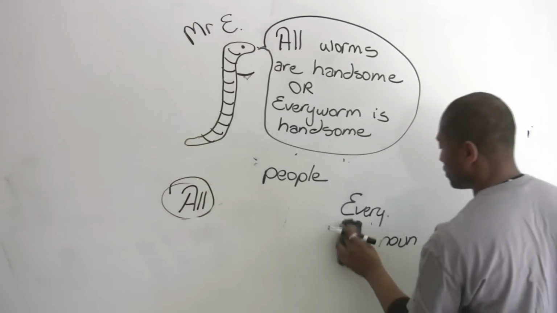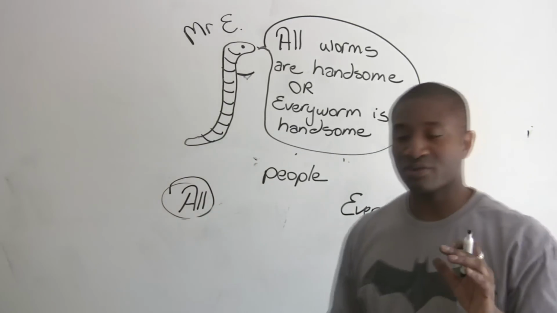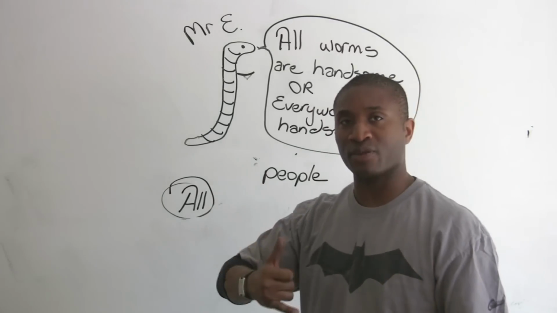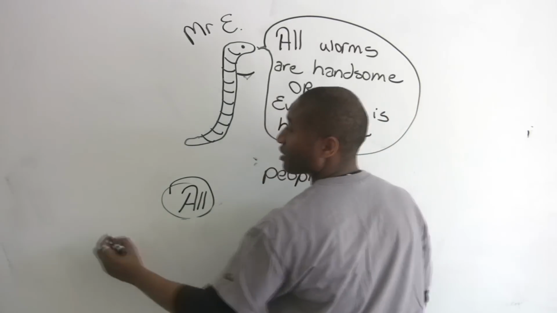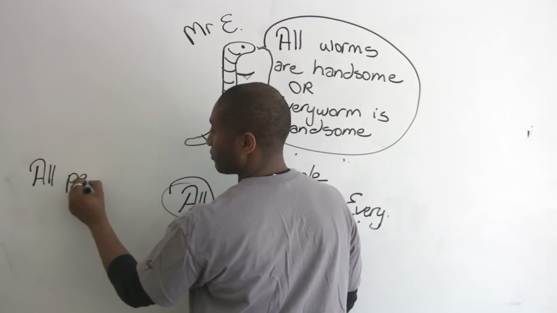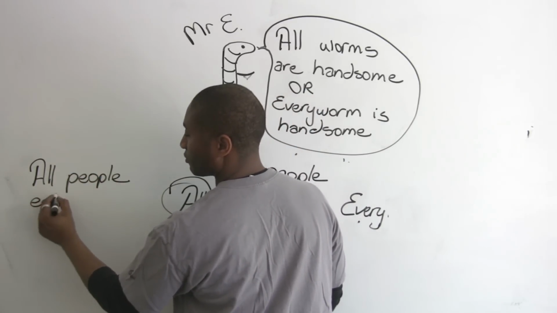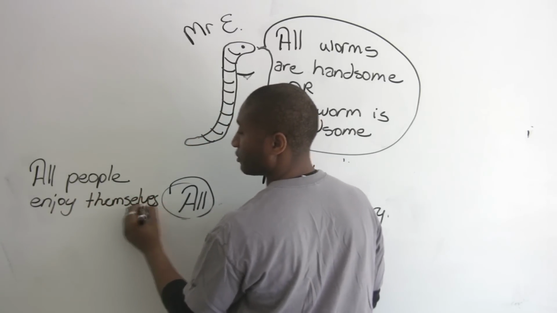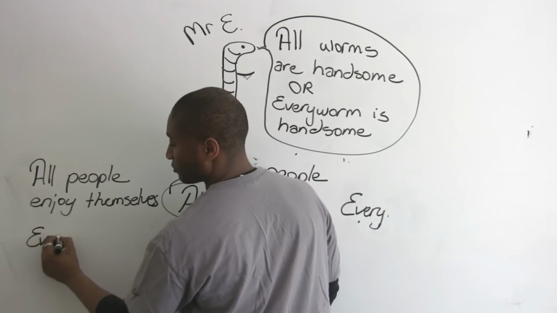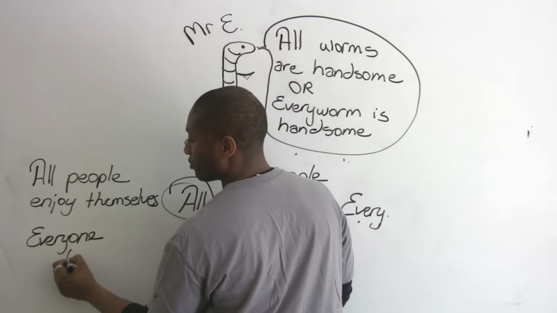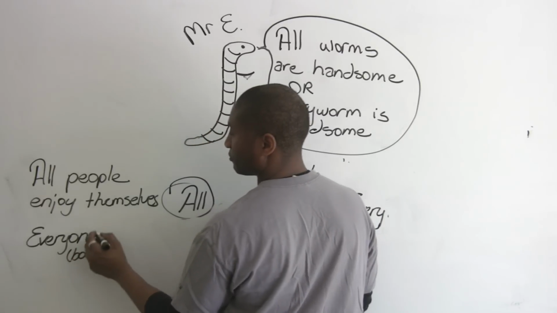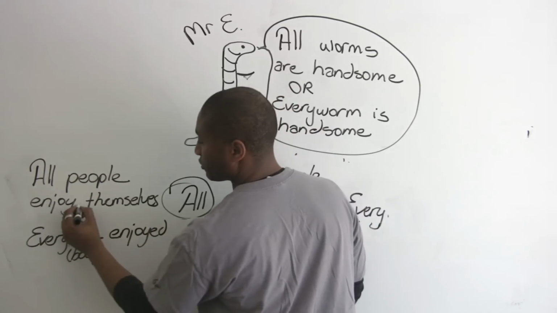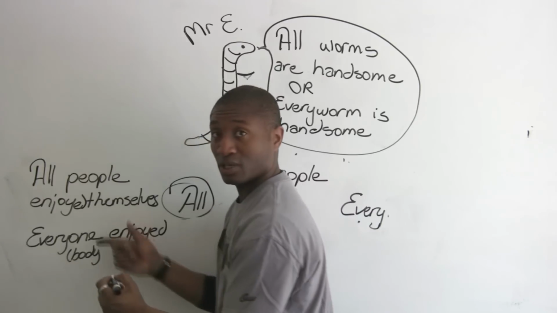When you want to talk about a group of people, you can't say every people. Or all, so you can't say all people. Which a lot of students like to say. They say all people enjoyed themselves at the party. Okay? They will say something like that, instead of everyone or everybody enjoyed themselves.